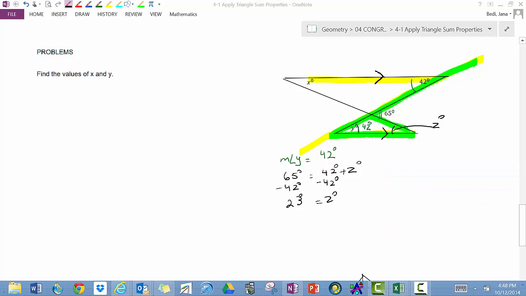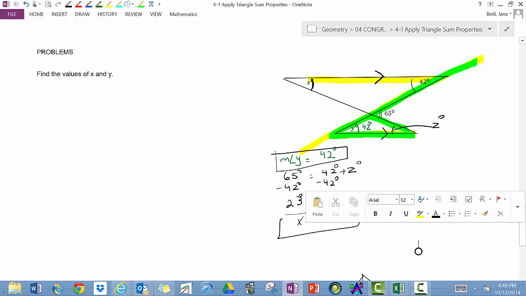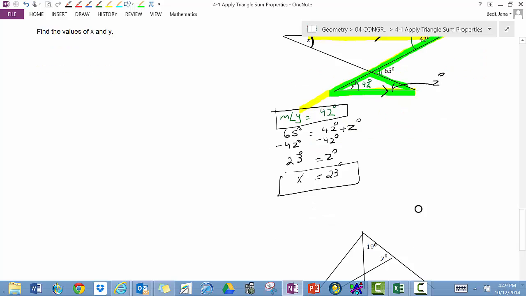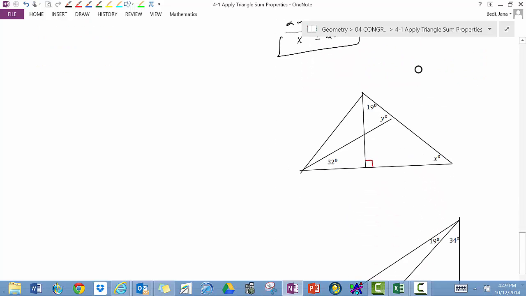Well, if Z is 23 degrees, then Z is an alternate interior angle to X. Therefore, X is also equal to 23 degrees. So there you solve for X and Y. Just a reminder, when you have parallel lines, remember to isolate the transversals.